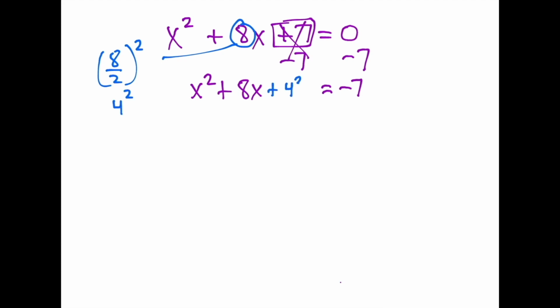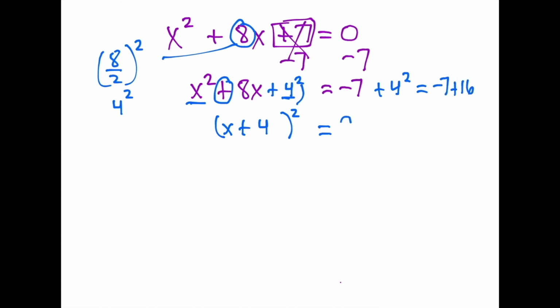But what you do to one side, you must do to the other. So we're going to add 4 squared to the other side. Now we're going to write our parentheses. This variable comes down. We write the next operation. We write our 4, and we square it. Then we solve our right-hand side. 4 squared is 16. So we really have negative 7 plus 16, which is 9.